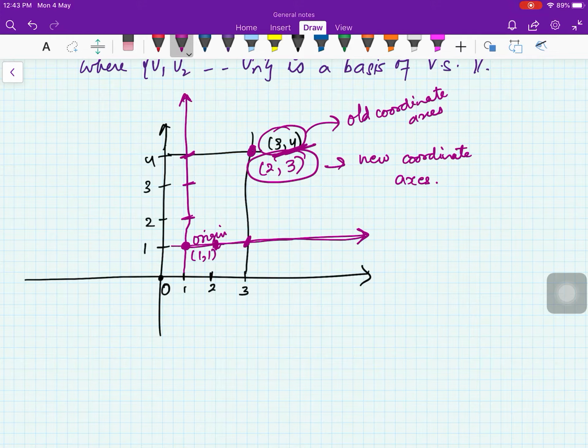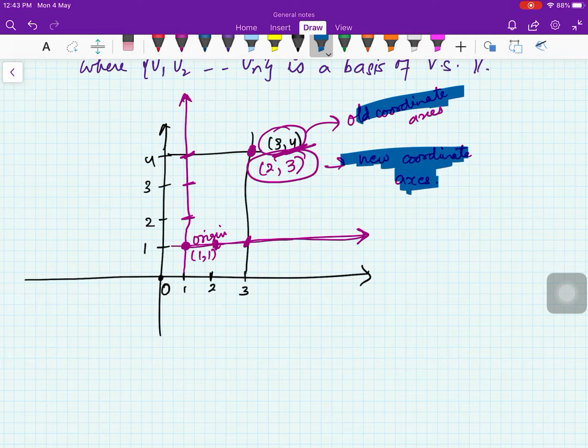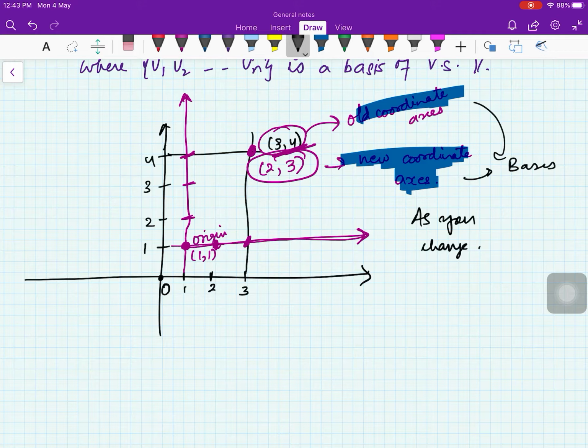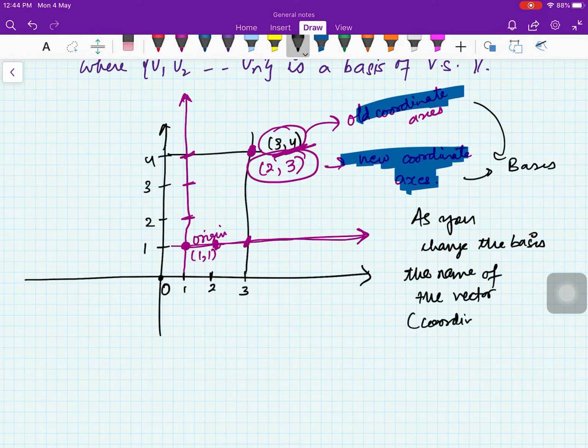So it means that these coordinate axes are actually bases. As you change the bases, the name of the vector, which we call the coordinate vector, will change.